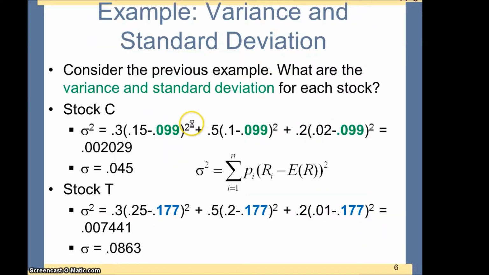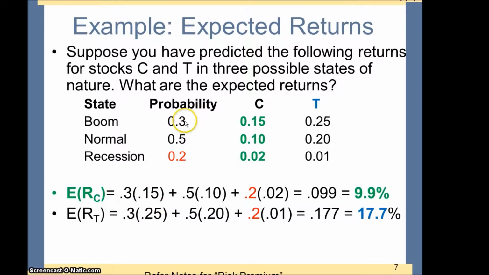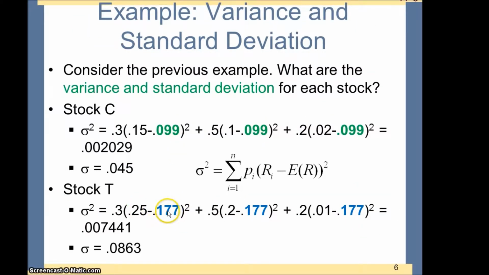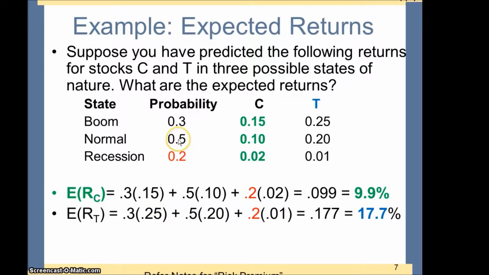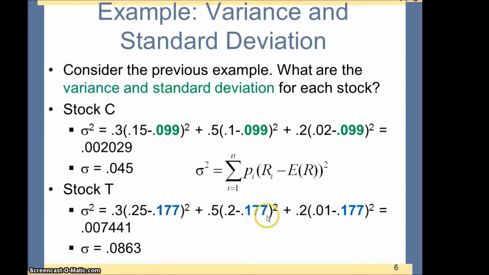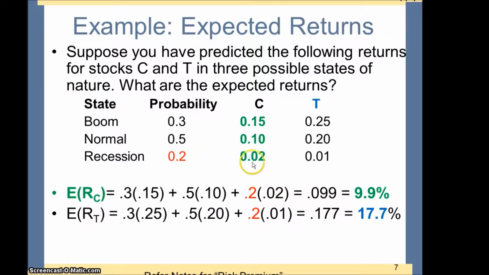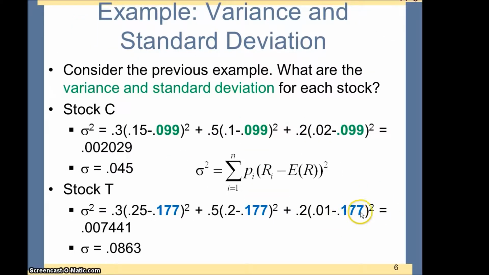Alright, let's look at this one. 0.3 times 0.25 minus 0.177, that is the expected return that we calculated just now, take the square, plus 0.5 times 20% minus 17.7% to the square, plus 0.2 times 1% minus 17.7% to the square. Add all up, get the variance, and take the square root, you get the standard deviation.